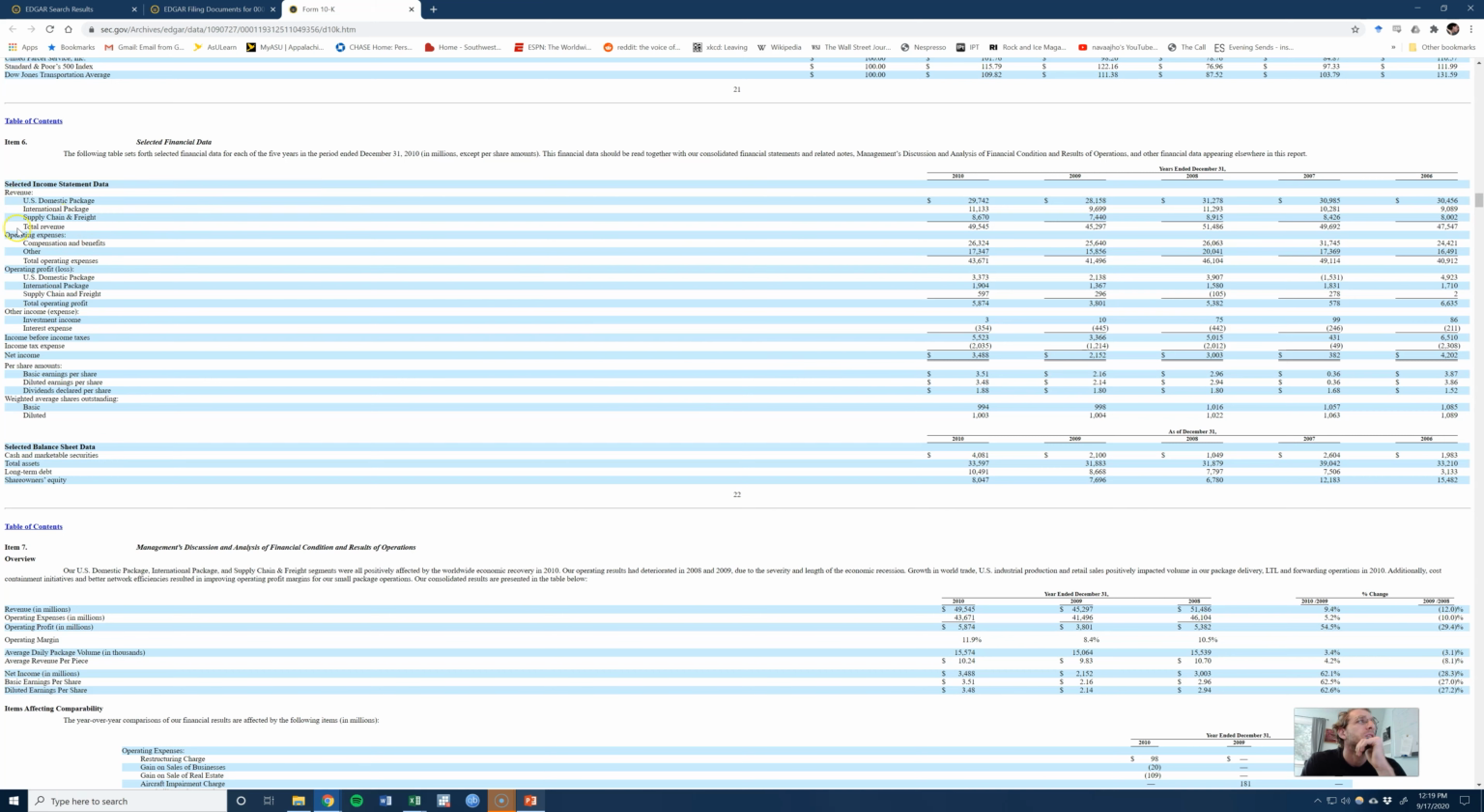But you can see this is revenue. And they've broken down their revenue by sector here. So U.S. domestic package, international package, supply chain and freight. There's total revenue minus expenses. So compensation and benefits, operating expenses. That gives us our operating profit. That's what they're calling EBITDA. Then they have some other income. They've got some income tax expense, net income, and then they've got dividends per share, things like that. So a very simplified income statement is provided here. This is the first thing that we're looking at.